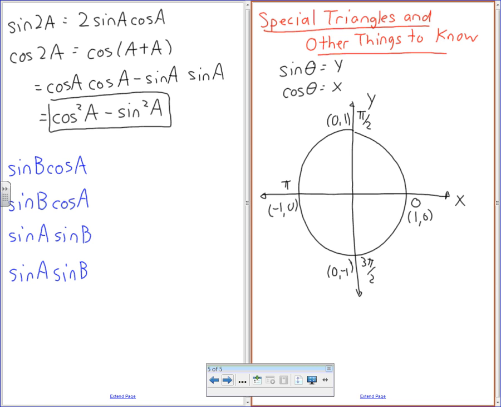So we said the sine is the y value, so at 0 degrees the y value is 0. At 90 or pi by 2, we're up to 1. At 180, we're back to 0, and then -1. And this will turn into a graph in a few minutes, but that's where the points are coming from. All right, here we go, special triangles.